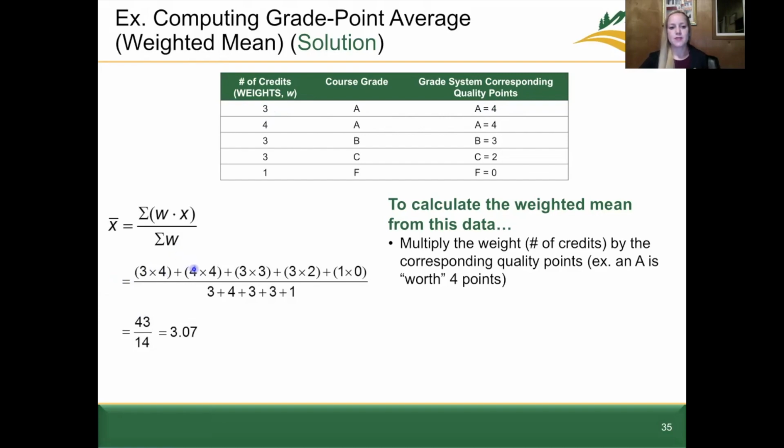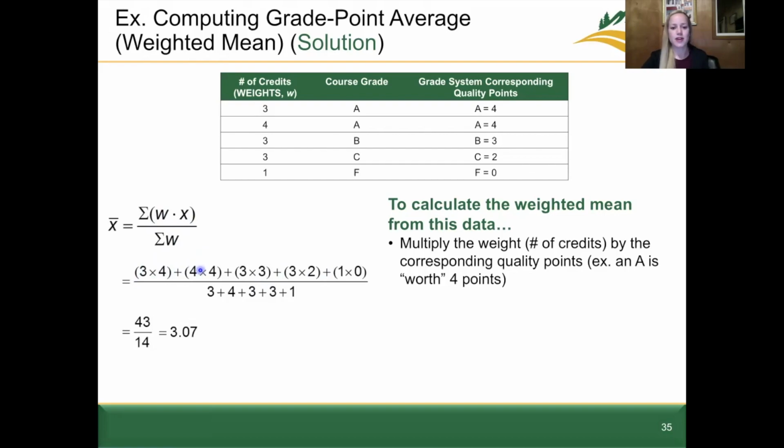Next, we do the same thing. We take the weight. The student also got an A in that course. So we multiply these together. Now we also multiply these together because the student got a B in a 3-credit course, and so on. It is important to see here that we want to multiply first what's in parentheses, so the weight times each of the quality points that it's worth. So here we multiply 3 times 4 first, that's in parentheses. We also multiply 4 times 4 first, that's in parentheses.